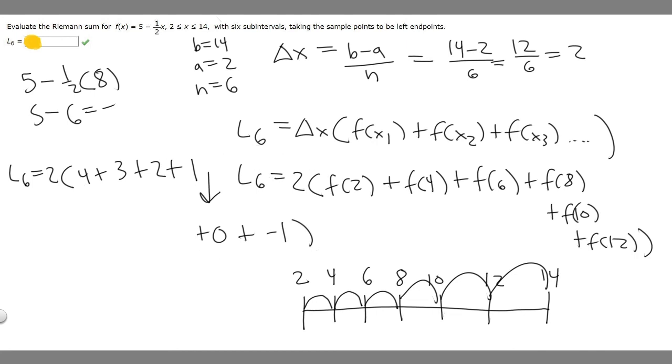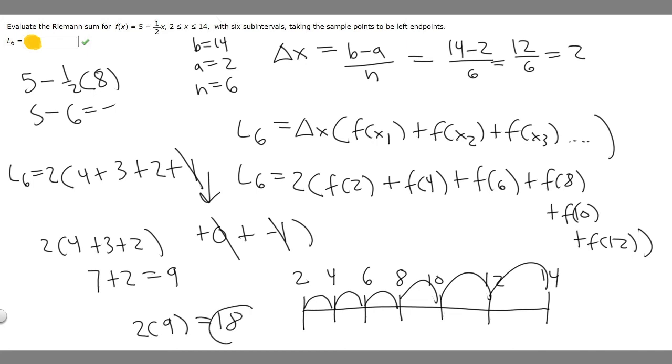We're going to add them together and multiply by 2. So we can see that our minus 1 and 1 are going to cancel, and then 0 doesn't add anything. So we just have 2 times 4 plus 3 plus 2. 4 plus 3 is going to be 7. And then we add 2, so it's going to be 9. So this whole thing is going to be equal to 9, so it's 2 times 9. And 2 times 9 is going to be equal to 18. So L sub 6 is going to be equal to 18. And that's going to be the answer to this question.